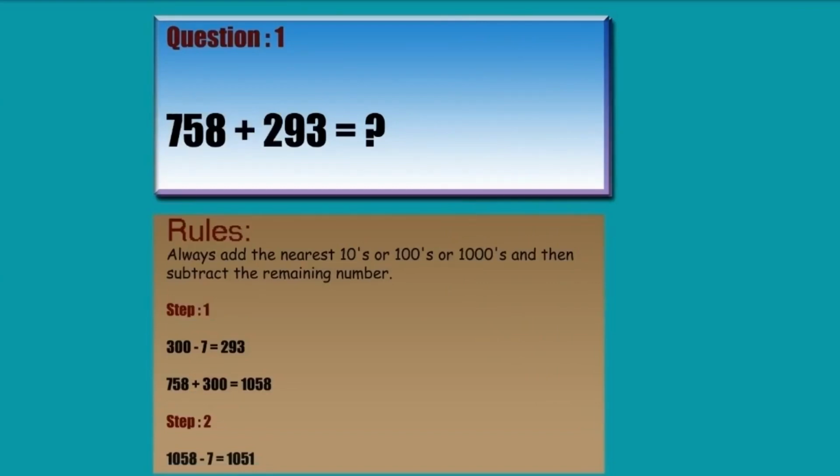Always add the nearest tens or 100s or 1000s and then subtract the remaining number. Step 1: 300 minus 7 is 293. So let's use 300. 758 plus 300 equals 1058. For step 2, we need to subtract 7 since we have added 7 in step 1. So, 1058 minus 7 equals 1051.